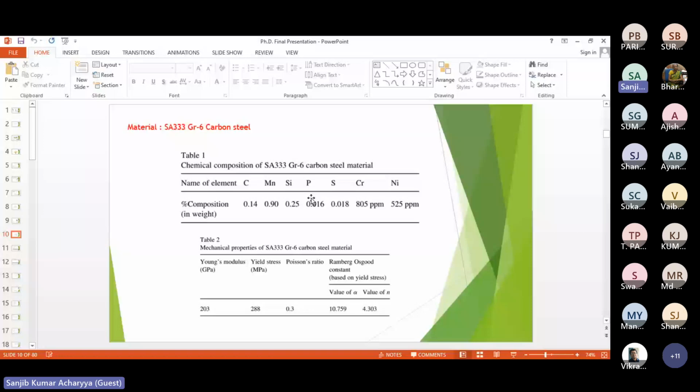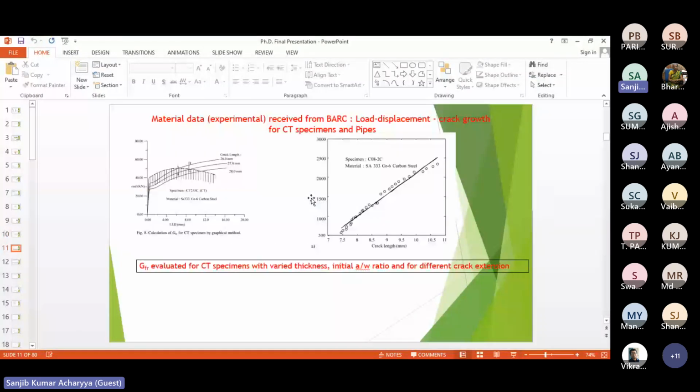What we initially started with was a CT specimen and pipes under 4-point bending. Here the loading type is bending, and for the CT, compact tension specimen. And we received this data. On the left side, the experimental data for the CT specimen for the fracture toughness test is given. This is the load versus LLD curve from the fracture toughness test. Unloading parts are there to calculate the crack length. And this is the JMPL versus delta A curve. So these two sets of material data we received, for pipes and CT specimen.